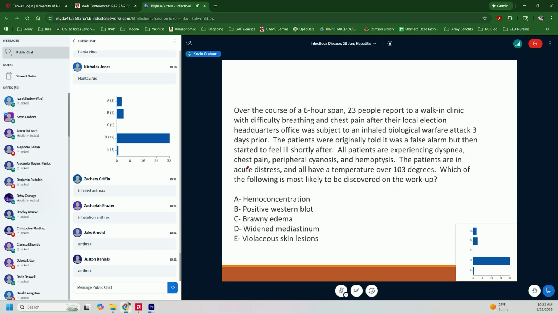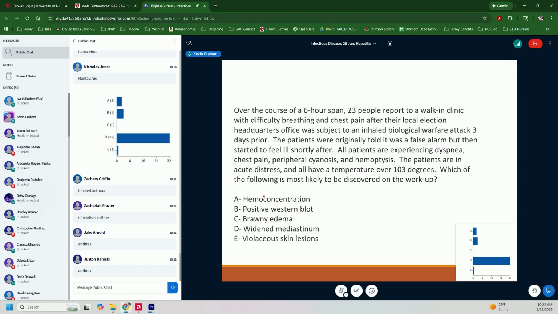What infectious disease that we talked about? What was the hemoconcentration? Remember we talked about that it was more of a lack of fluid within the bloodstream, right? It's artificially elevated. That would be antivirus.